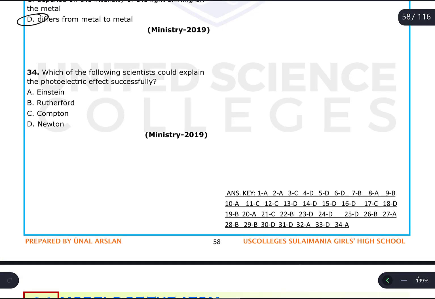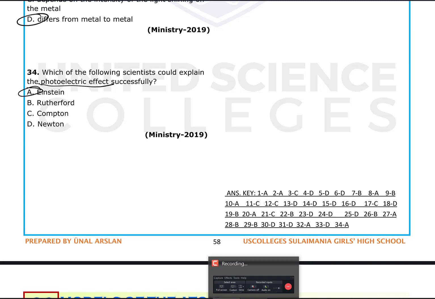Question number 34. Which of the following scientists could explain the photoelectric effect successfully? Of course, the photoelectric effect was explained by Albert Einstein. So these are all about the photoelectric effect mystery questions.